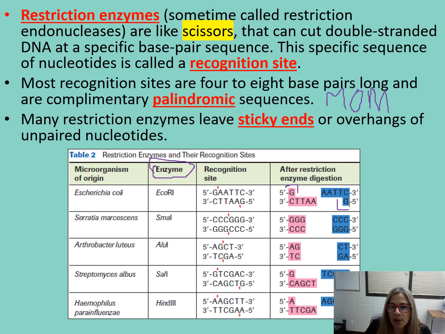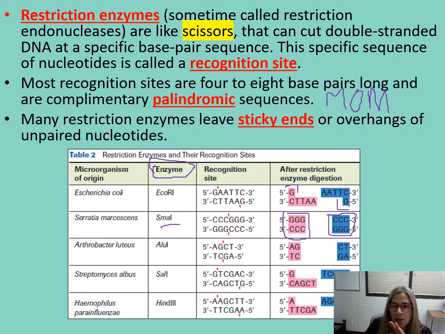Now you'll notice with the next restriction enzyme here, it doesn't produce sticky ends, right? So these are called blunt ends. So see how they don't have those little overhangs? They're blunt ends instead. So that's just a different type of enzyme, cuts in a different way. So some restriction enzymes produce these sticky ends where they have that one base pair overhanging, and some of them have the blunt ends.